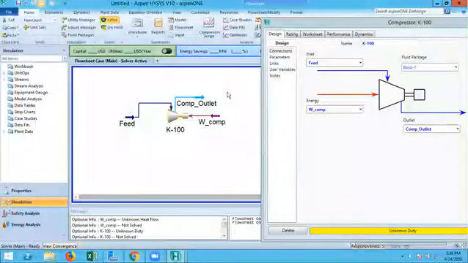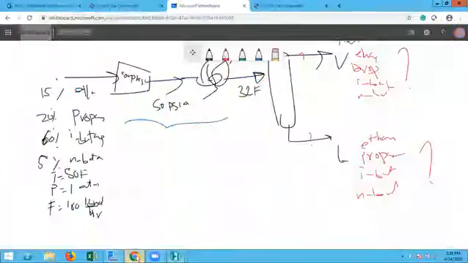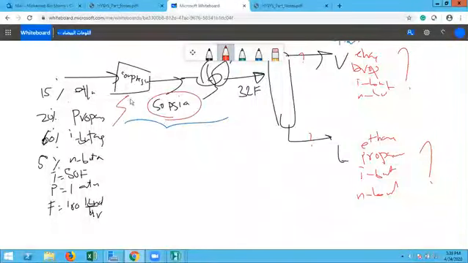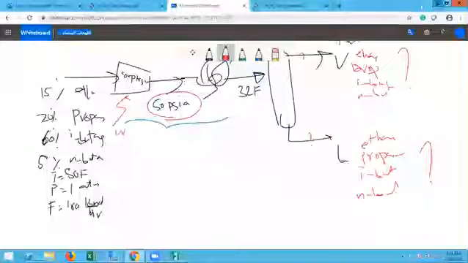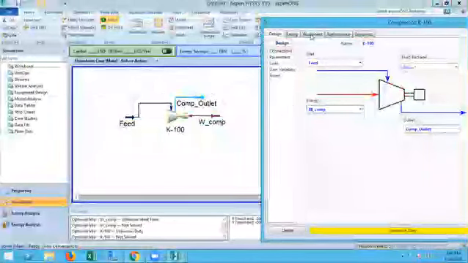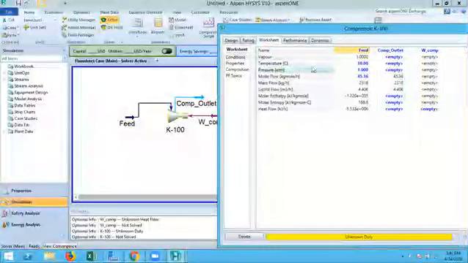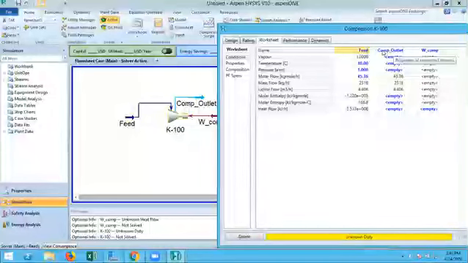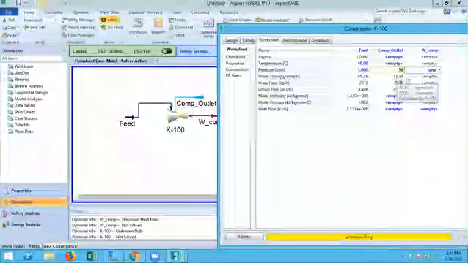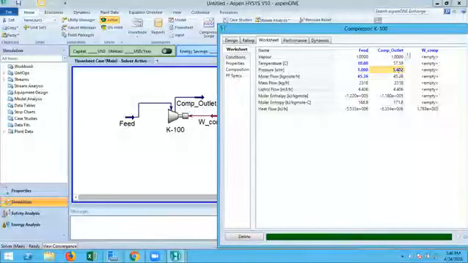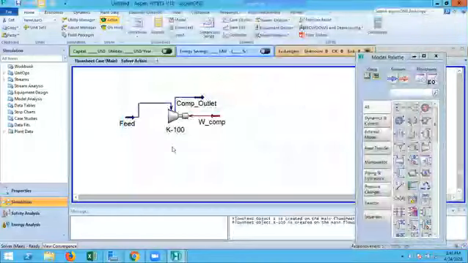And what is that information? I have to tell it the outlet pressure, because based on this outlet pressure, it will be able to know how much work it has to supply to the compressor. So that needs to be defined. You go to the worksheet, and you tell it the compressor outlet pressure, so it can see here the name of the stream. The compressor outlet pressure has to be 50 psi absolute. And then you will see that the stream is converged.